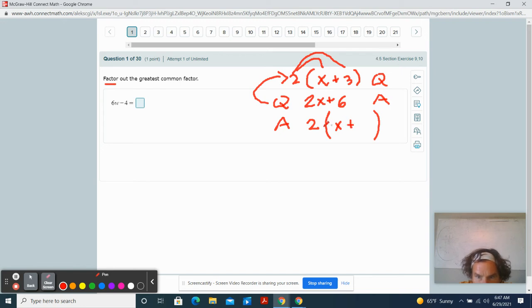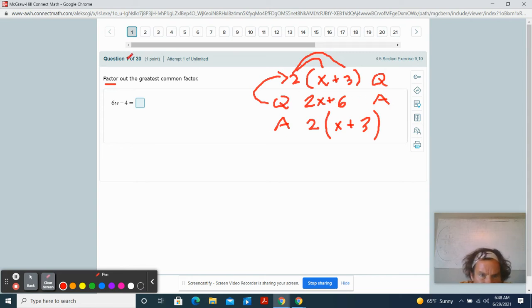And if you factor out a 2 from a 6, you end up with 3. So you can check to see if you're correct by doing the distributive property in your head. If we multiply 2 times x, we get 2x. If we multiply 2 times 3, we get 6.